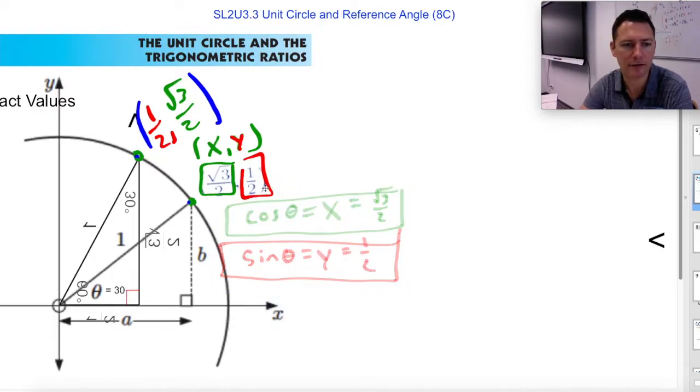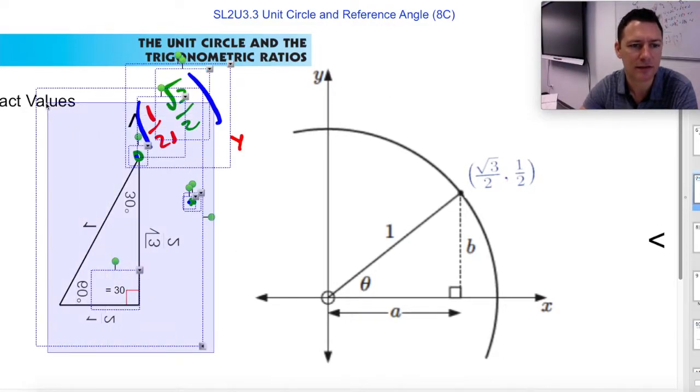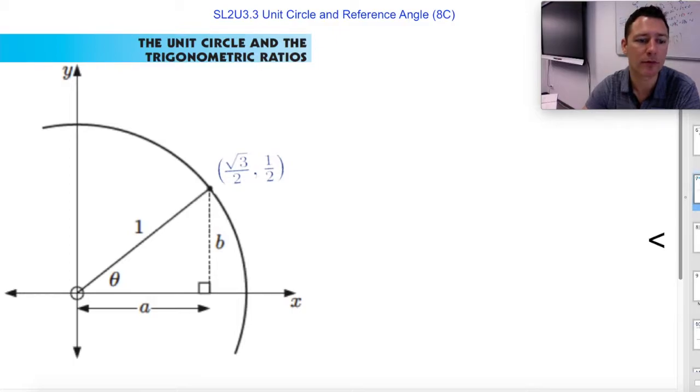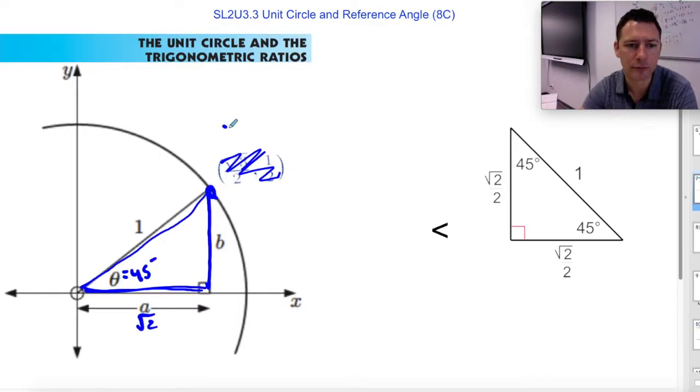Let's look at a 45-45 right triangle. If you took this same thing and you were looking at an angle that was 45 degrees, now we're looking at this triangle, right? And you know that this hypotenuse is 1, so each of these legs should be equal, and they should both be root 2 over 2, right? So how far out is this point? Well, it's root 2 over 2 out. And how far up is this point? Well, it's root 2 over 2 up.